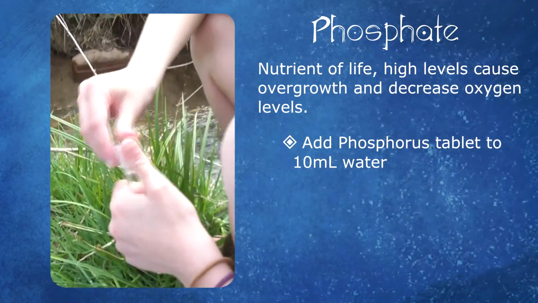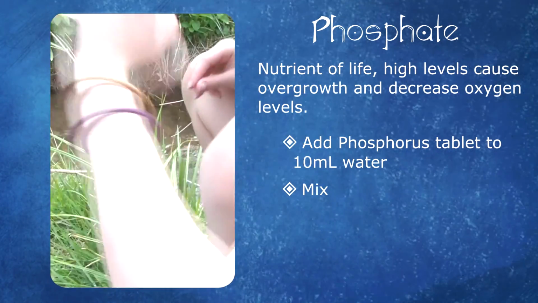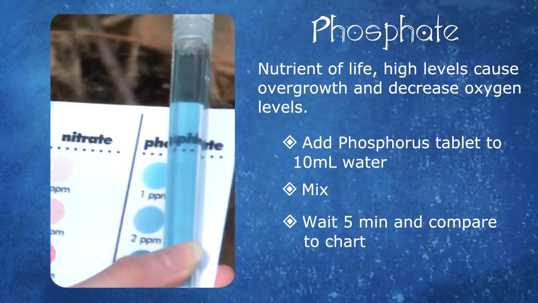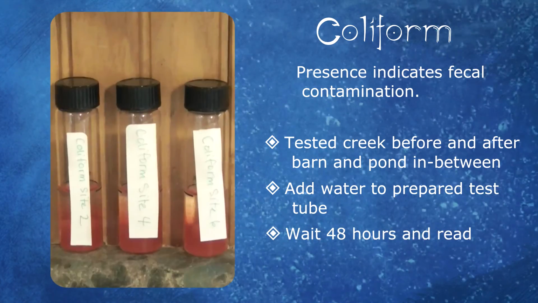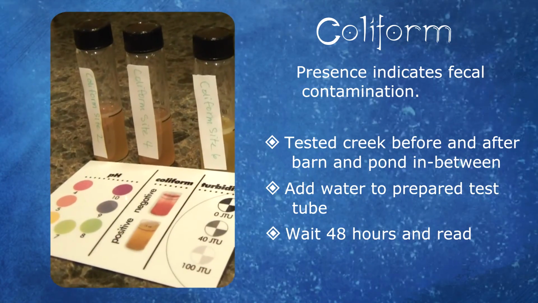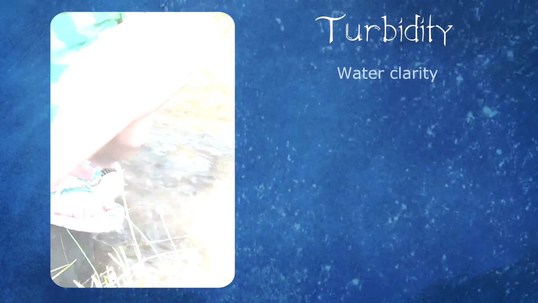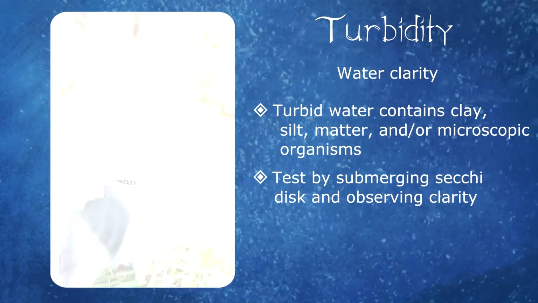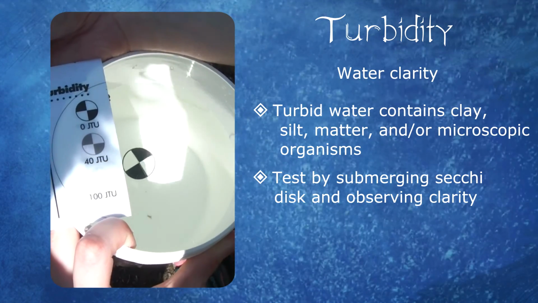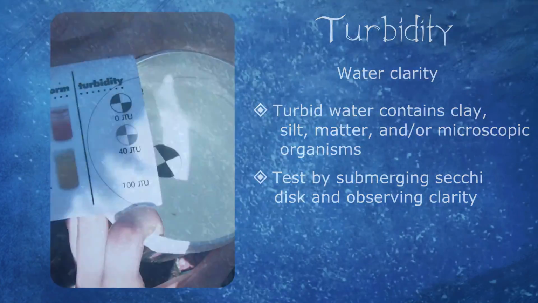Phosphate is a nutrient needed for life, but high levels can lead to overgrowth of plants and bacteria and decrease oxygen levels. Coliform. Presence of coliform bacteria indicates sewage or fecal contamination. Turbidity is the measure of water clarity. Water turbid with suspended matter can be caused by erosion, algae, and bottom sediment disturbances.